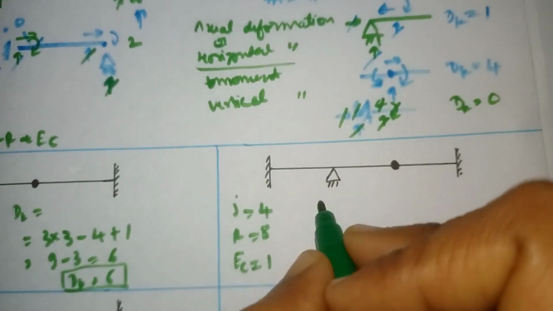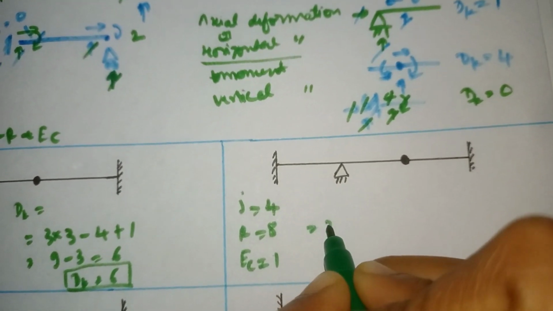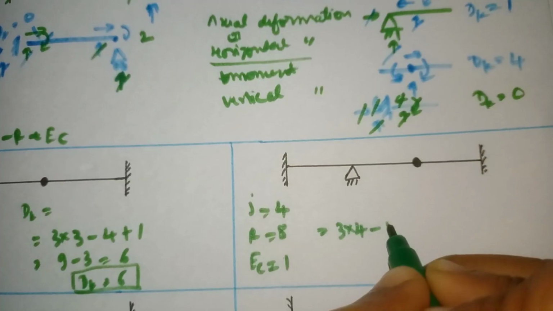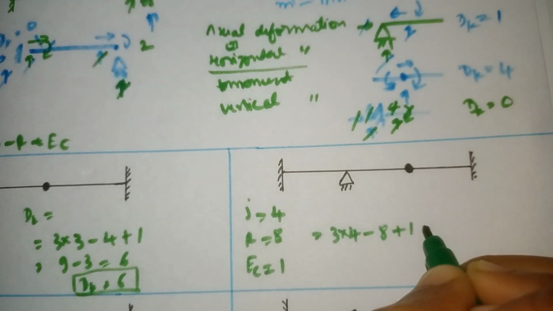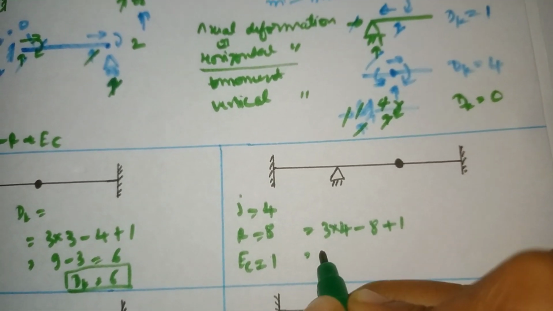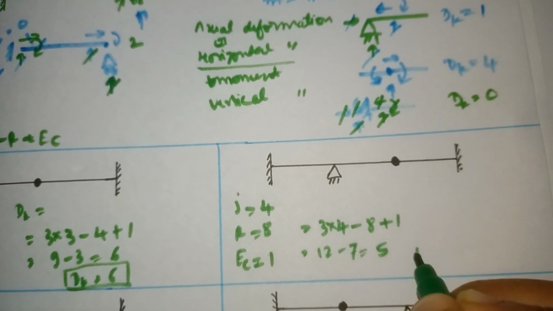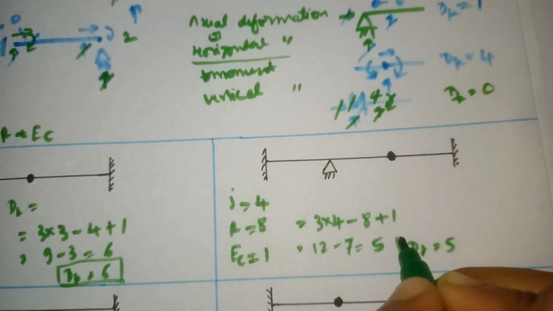So substitute in our formula. Our formula is 3 into j, which is 4, minus r, which is 8, plus ec, which is 1. 3 into 4 is 12, minus 7. The answer will be 5. So DK will be 5.